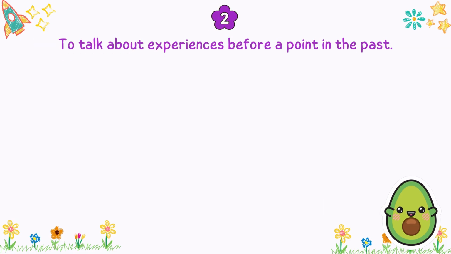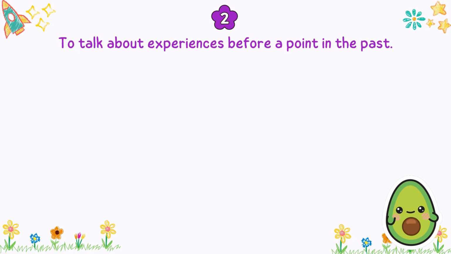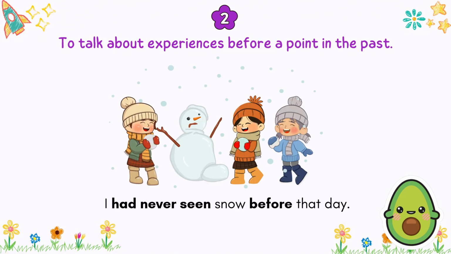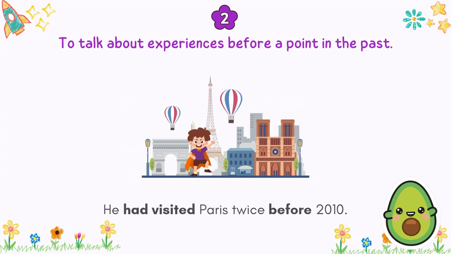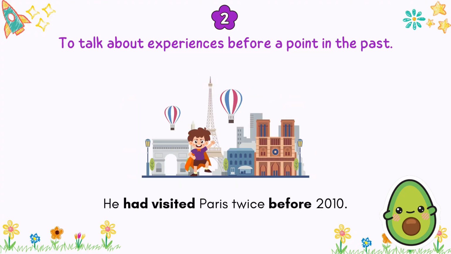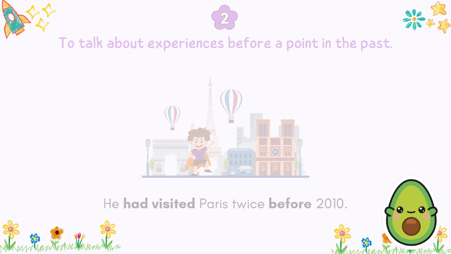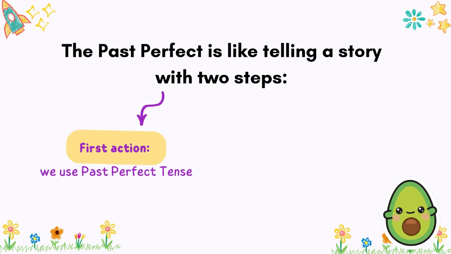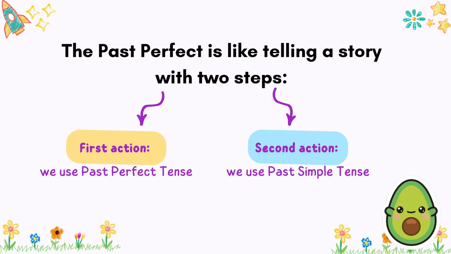2. To talk about experiences before a point in the past. Examples. I had never seen snow before that day. He had visited Paris twice before 2010. So the past perfect is like telling a story with two steps. First action. We use past perfect tense. Second action. We use past simple tense.